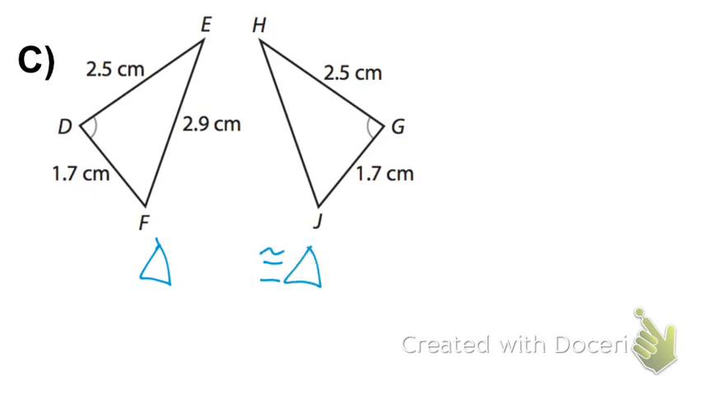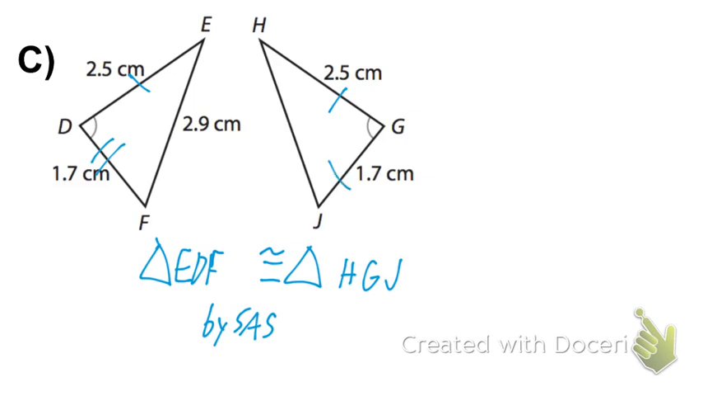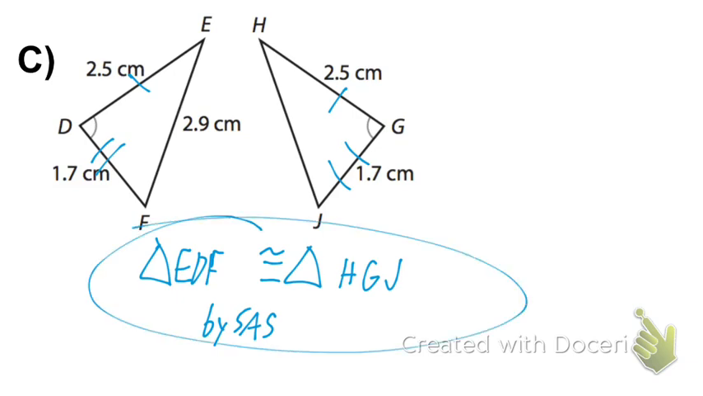Triangle EDF. Awesome. Triangle EDF is congruent to triangle HGJ. That could be one way you phrase it. By SAS, side angle side. Side ED and side HG are congruent. Side DF and side GJ are congruent. And the included angles D and G are congruent. Questions on that?